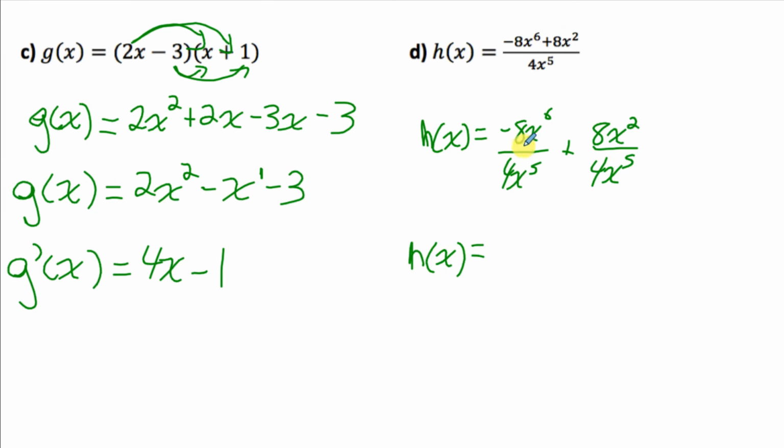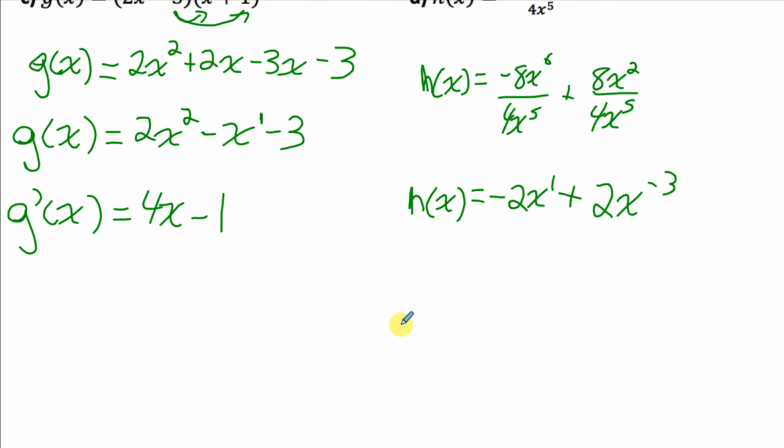Now let me simplify. I've got negative 8 divided by 4, that's negative 2. x to the 6 divided by x to the 5. When dividing powers with the same base, you keep the base and subtract the exponents. 6 minus 5 is 1. Plus, 8 divided by 4 is 2. x squared divided by x to the 5. Keep the base, subtract the exponents, I get negative 3. Now this looks like something I could differentiate using the power rule.